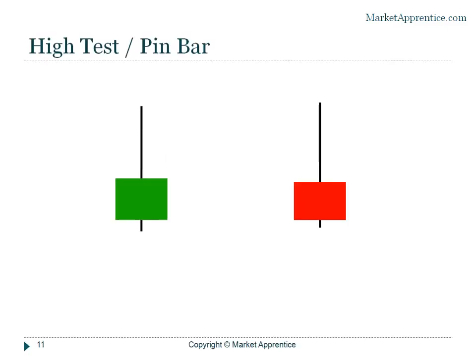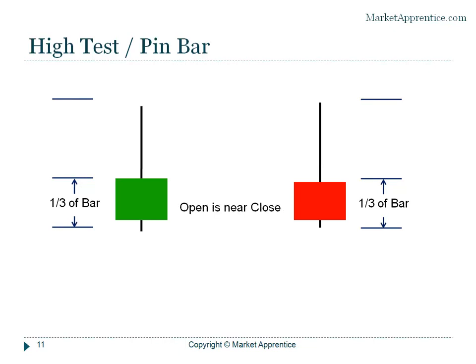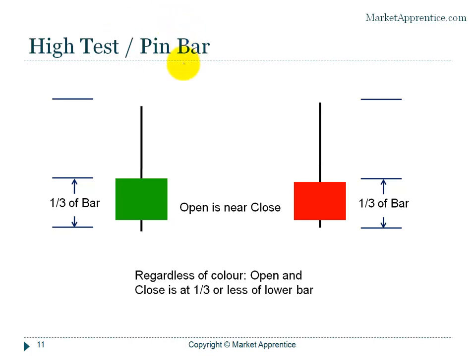In front of you is a high test bar, sometimes also called the pin bar. The pin bar is where you have the body at the bottom half of the candle. More importantly, it is about 1/3 of the entire bar. It is also important to note that the open is near the close of the bar. Regardless of the color, when the bar has an open or close that is 1/3 or less of the lower bar, it is called a high test bar.